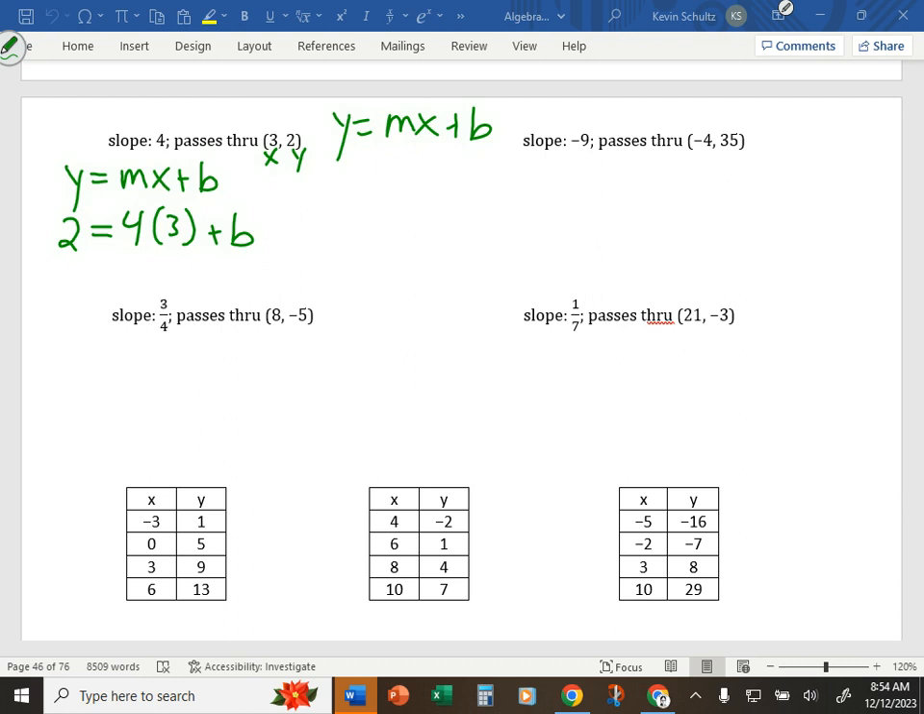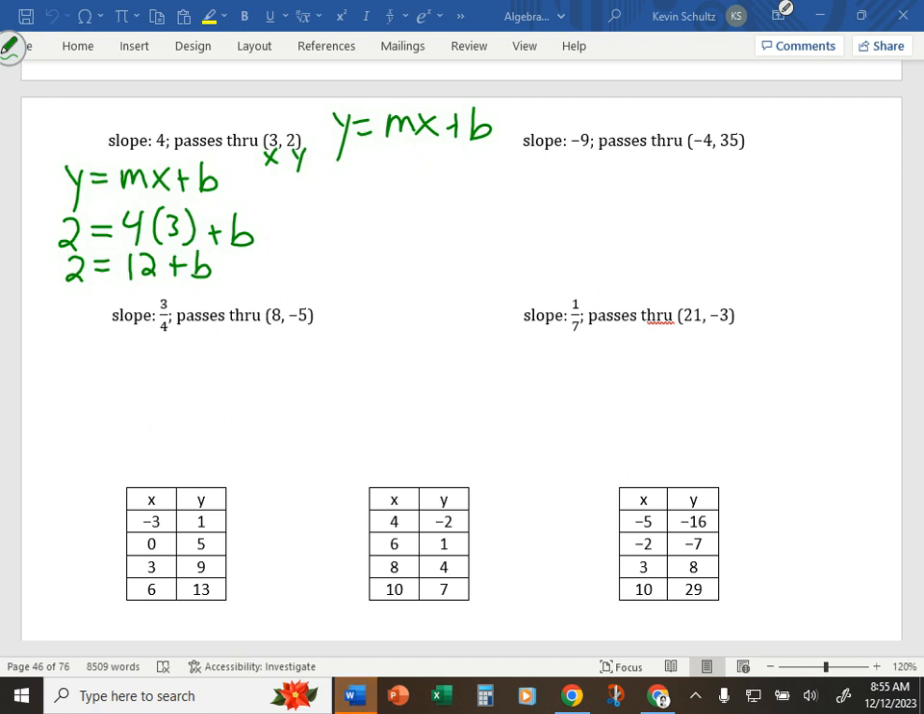So we plug in 2 for y, I give you the slope, we plug in 3 for x, and now we solve. I already know what b is. What is it? It's 2. No! It's not. 4 times 3 is 12. And y is negative.